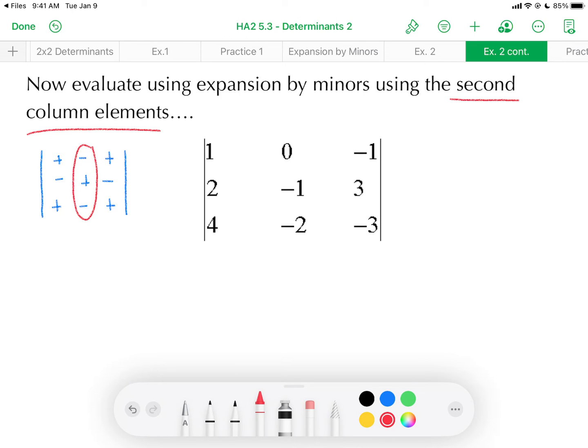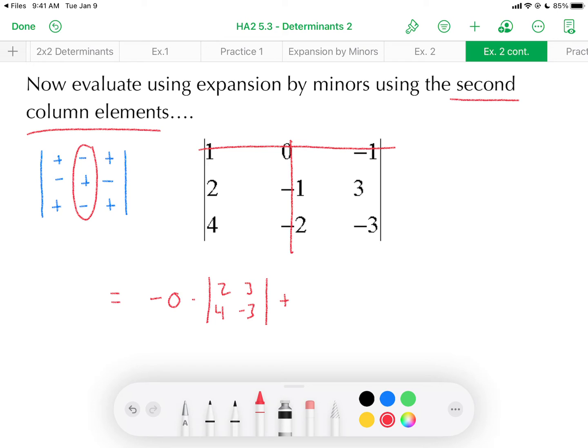All right. So if I want to use expansion by minors with the second column elements, I'm focused on those signs. Okay. And here would be the setup. I would take the element of 0, so that's the top element of the second column, right? And I would take the negative of that, which is still 0, right? But if it were anything other than 0, we would take the negative of it, okay? Now you multiply it by its minor. So what is the minor of 0 here? 2, 3, 4, -3.